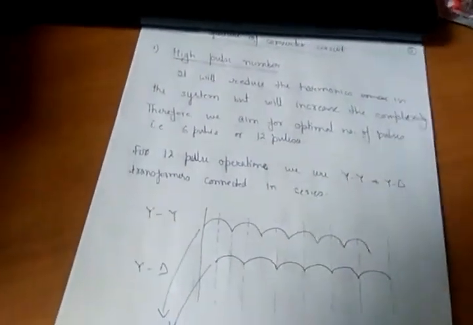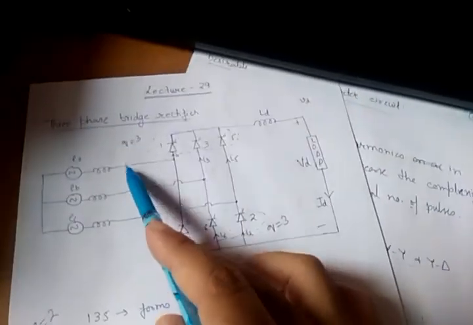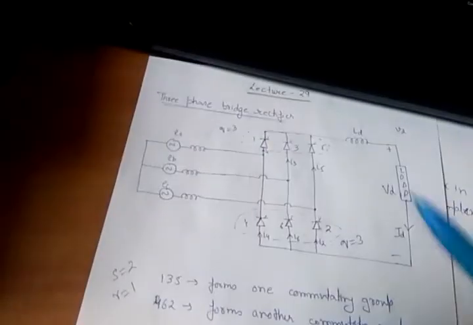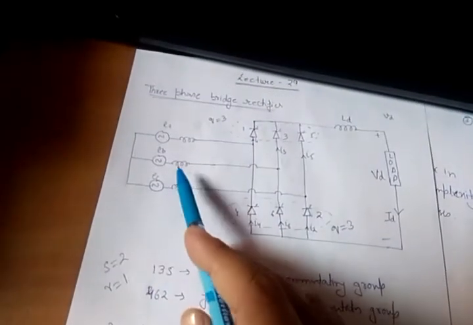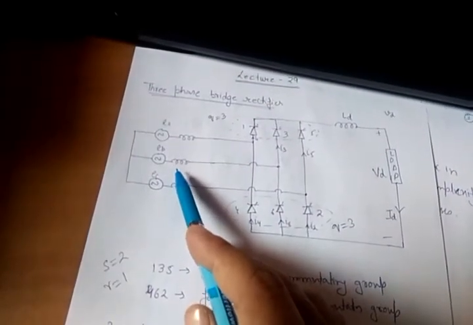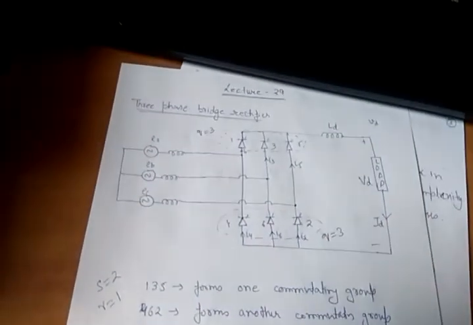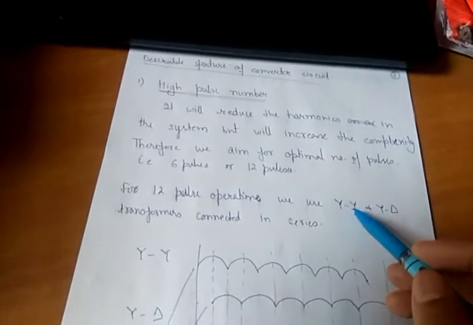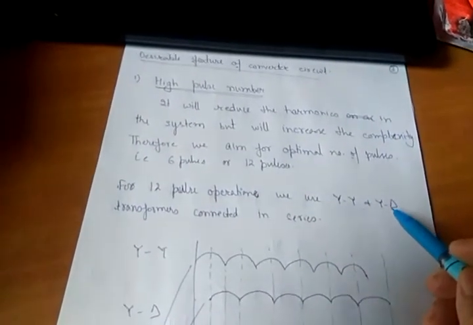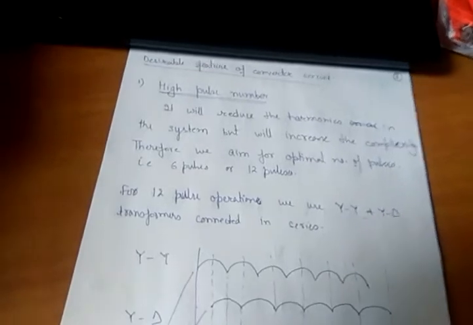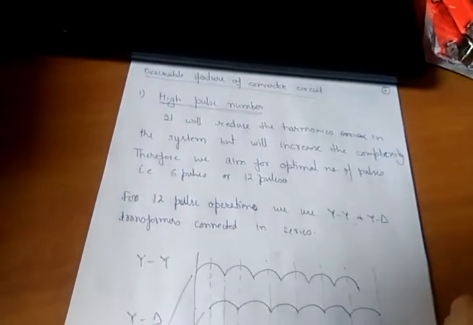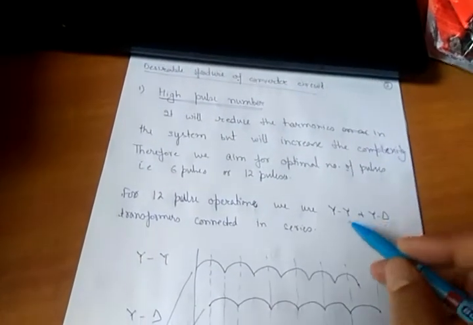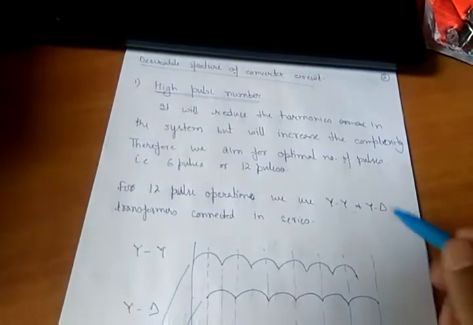So this is for a 6 pulse converter, where I am taking only one 3-phase transformer. But for a 12-pulse converter, I cannot take one 3-phase transformer. I need 2 3-phase transformers. Okay, and if one transformer is star star connected, then the other should be star delta connected. And both these transformers should be connected in series.